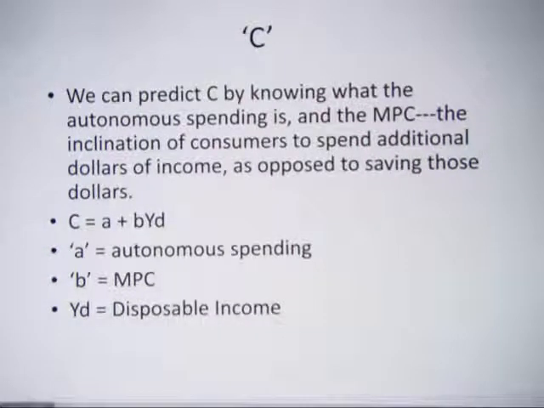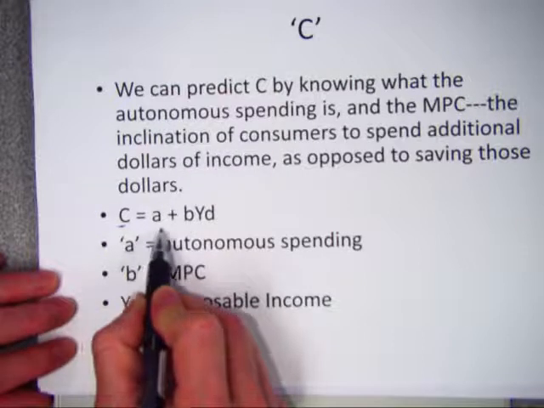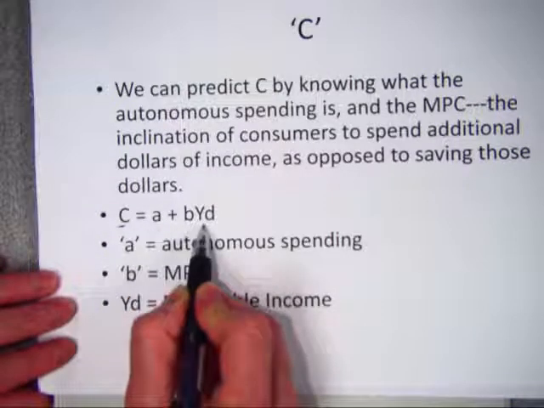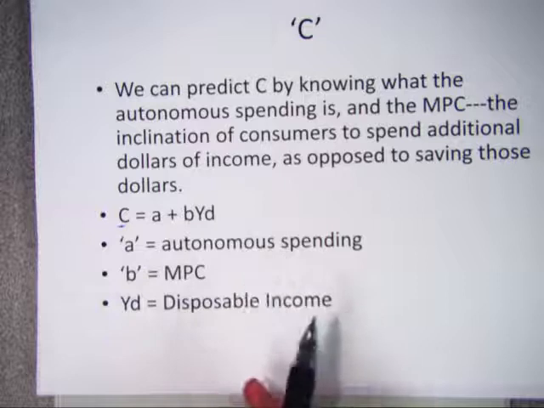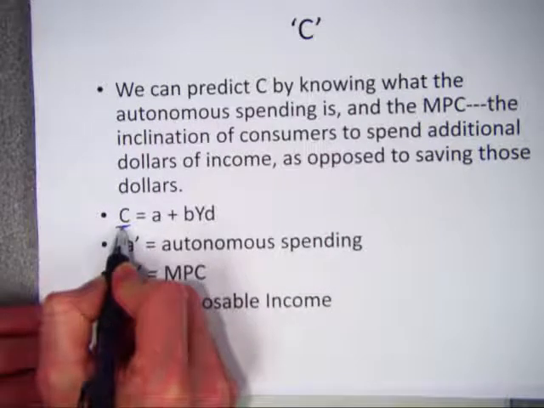Again, we can predict C, consumption, by knowing what the autonomous spending is. That was the consumption that occurs even when disposable income is 0. And if we know what the MPC is, the marginal propensity to consume as opposed to save, and the disposable income. Here's our equation. Consumption is equal to A plus B times YD. All these things are just little puzzle pieces. We know what C stands for. That's the consumption function of the GDP.